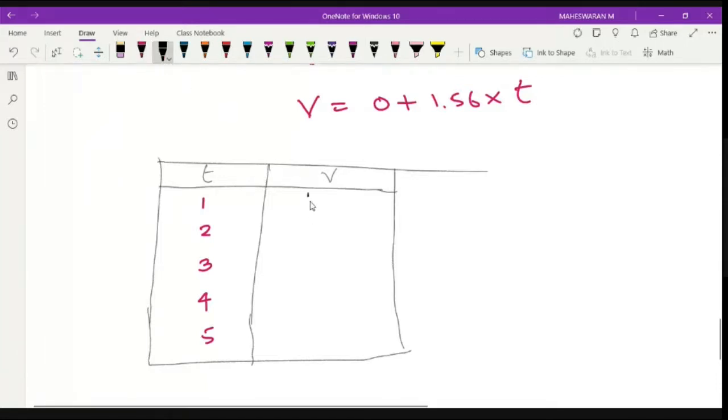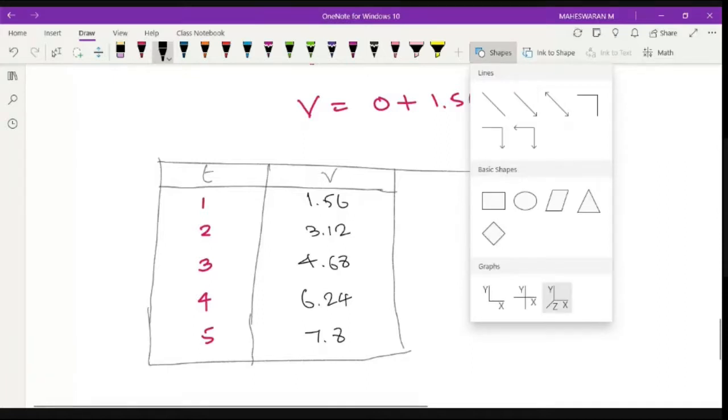If t is equal to 1, you will get 1.56. T is equal to 2, 1.56 into 2, so it is 3.12. T is equal to 3, 1.56 into 3, you get 4.68. And if you have 4, you are getting 6.24. And if you have 5, you are getting 7.8. Not more than this, that is enough. After you do this, you have to plot, right?